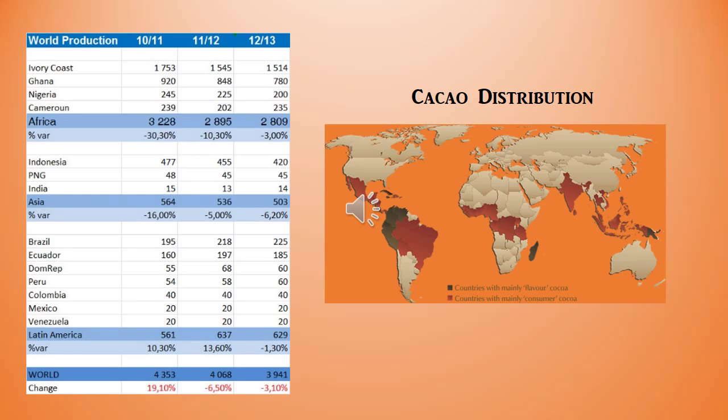Here you can see the world production of cacao in the Ivory Coast, Ghana, Nigeria, Cameroon, in Africa, Asia, and Latin America. In the picture you can also see the cacao distribution. The green part tells you the countries mainly producing flavored cocoa, and the other sections tell you the countries that mainly consume the cocoa.